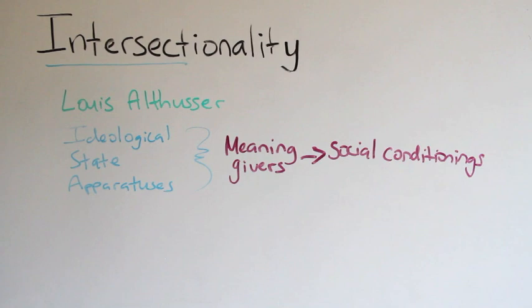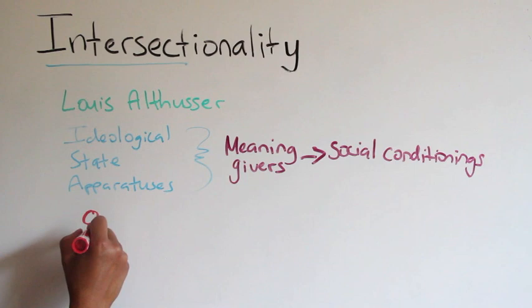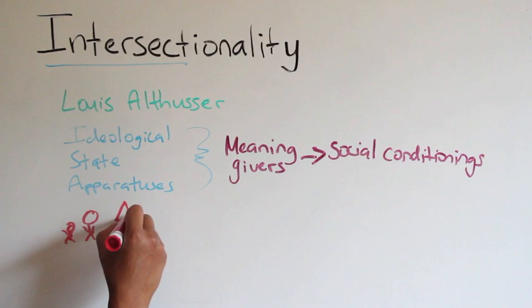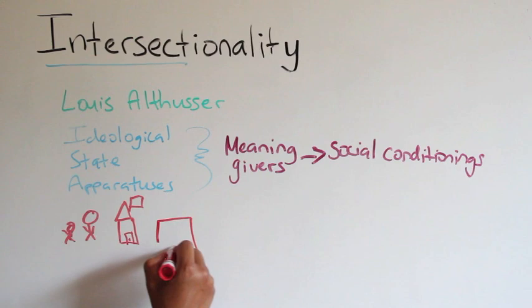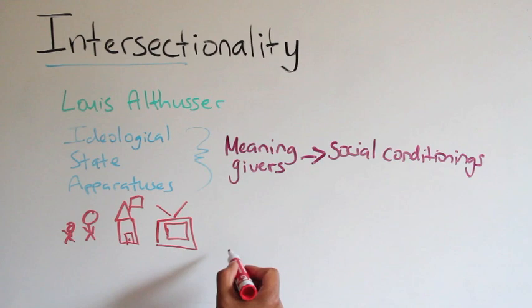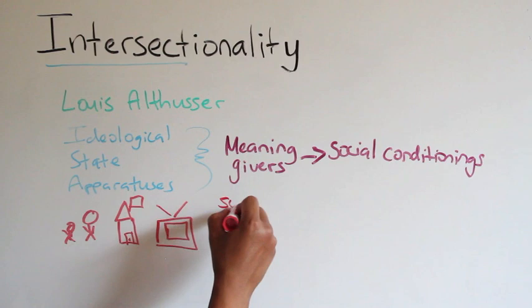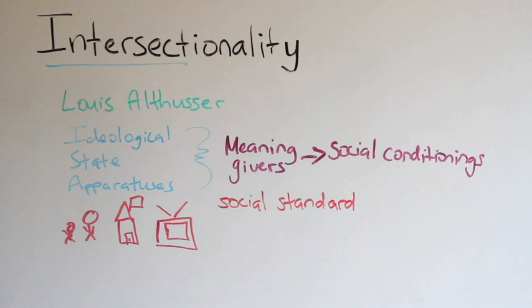Well, there are parents and friends and family. They are also our communities, like school, sports, or even church or religious affiliated communities. And they are also media, both visual as well as audio. So what we see on TV and hear in music and our families and our communities, all of these are meaning givers. And they create our social standards. They give meaning to what is of social standard to us in a particular society.